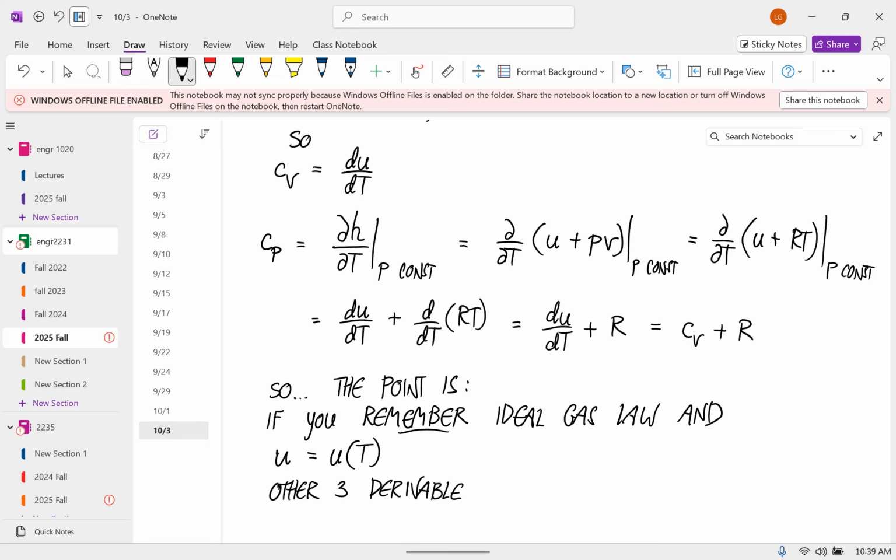Anybody have any questions about that? Those are the 2 main assumptions that we're going to make in this class: incompressible materials for liquids and ideal gases for vapors.